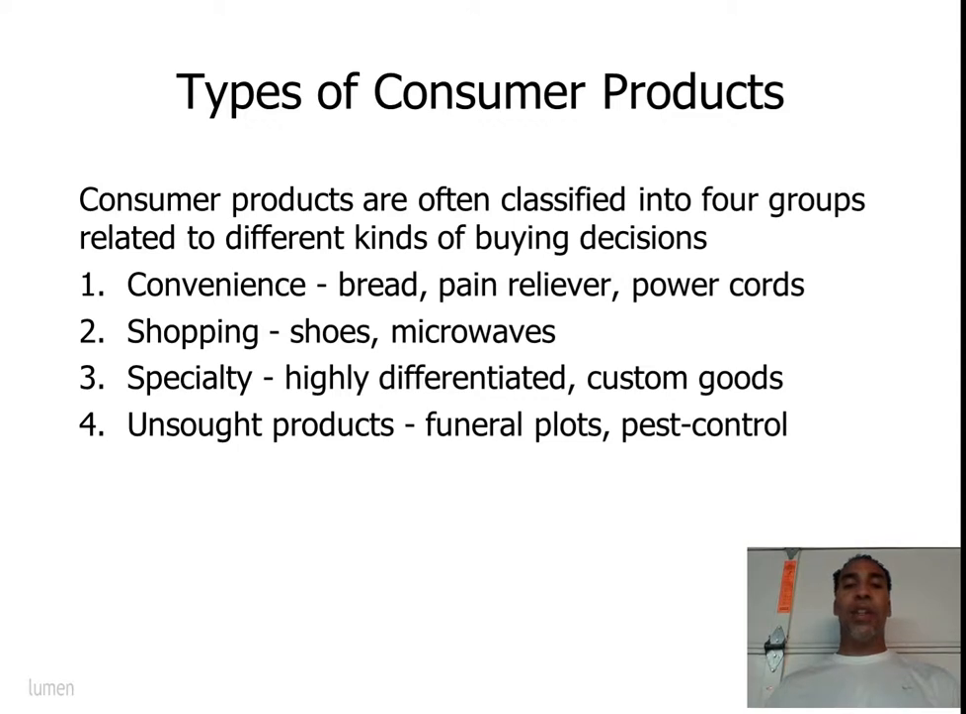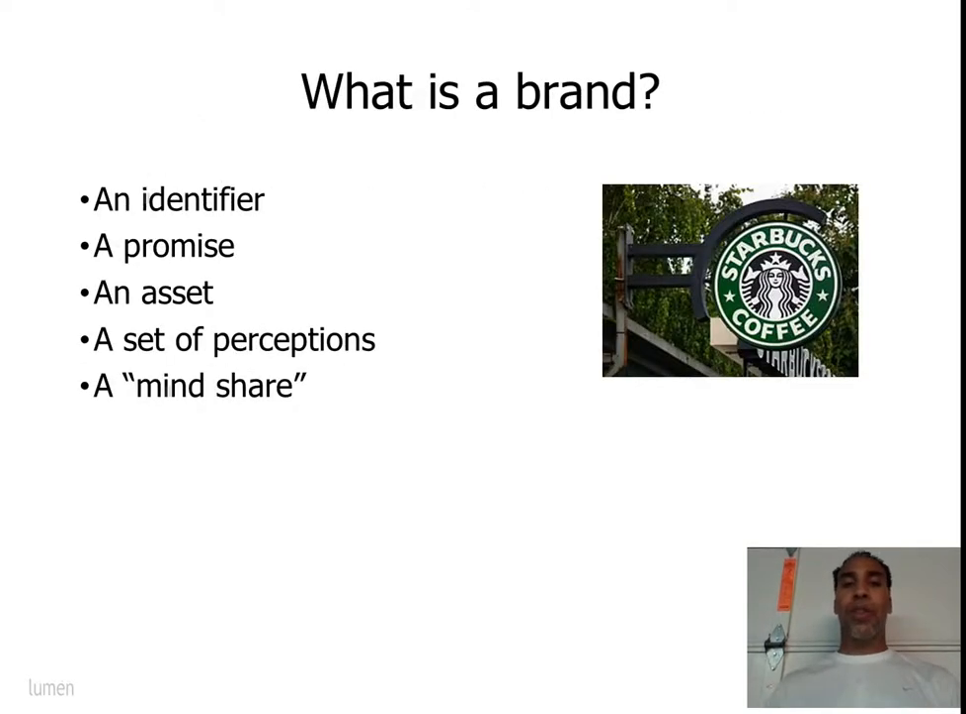Specialty, they're highly differentiated, custom goods. So if you wanted a custom sculpture, that would be a specialty good. And unsought products are things that we really don't want to think about, things that we really don't want to purchase, like insurance, burial plots, caskets, things of that nature. But we do because we have to. Pest control, a house tenant, things like that. We definitely don't want them, but sometimes life leads us that direction.